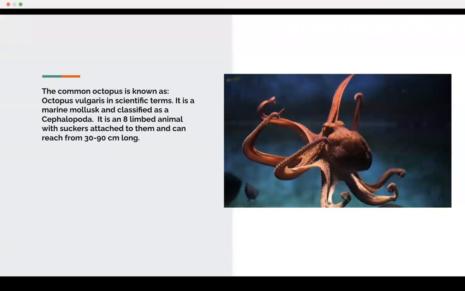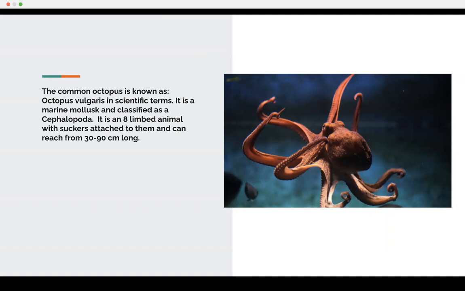So my project is over the common octopus. It is also known as the Octopus vulgaris, which is its scientific term. There are many different species of octopus. They have not all been found yet, obviously, but this is the one that I'm going to focus on, the one that you see most likely in the ocean or at the aquarium.